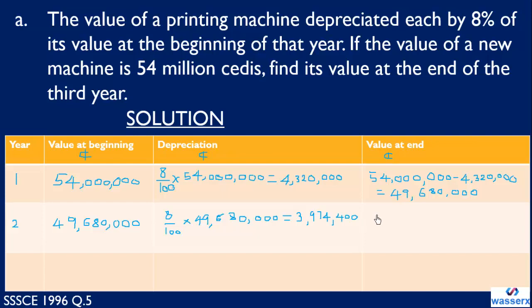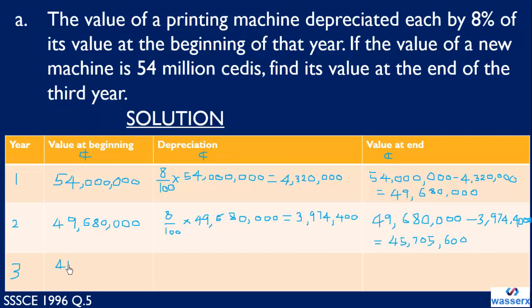So we subtract again. So we have 49,680,000 minus the 3,974,400. So this will give us 45,705,600.